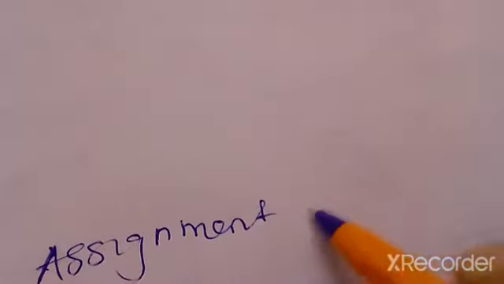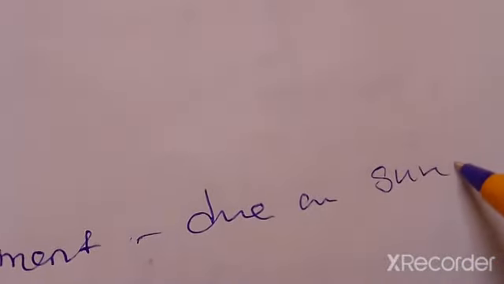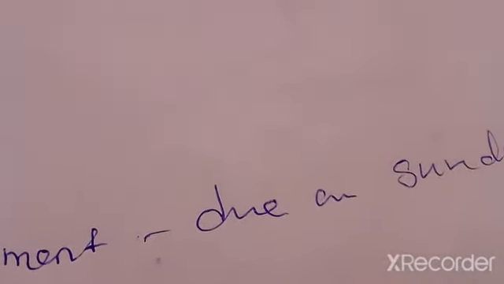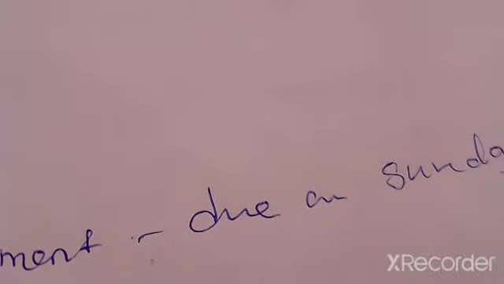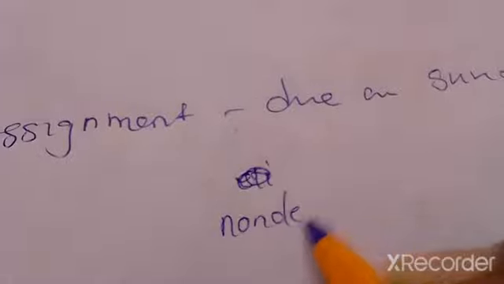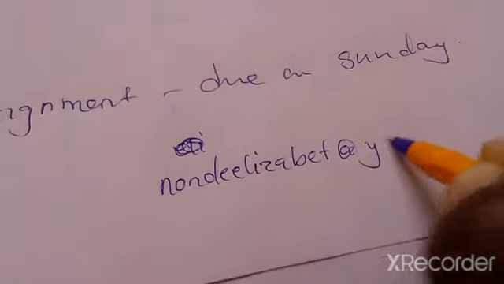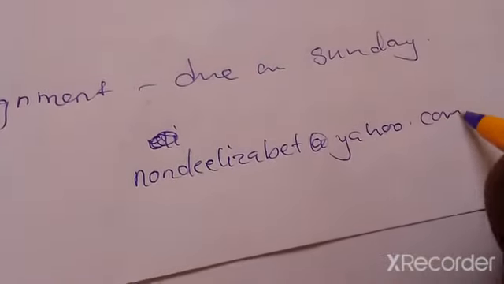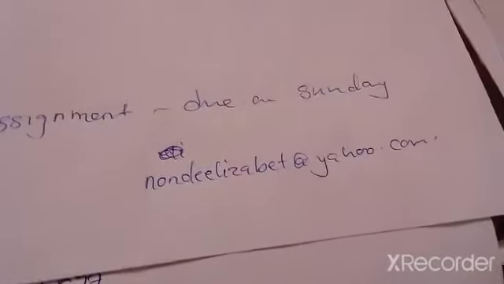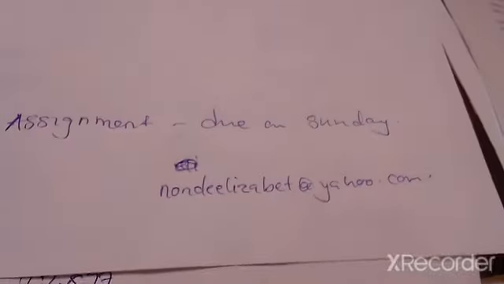Then due on Sunday. I'm not sure about the date. Due on Sunday. Today is Wednesday, which is the 18th, and Sunday you can figure out the date. You are going to have to send it to Nonde Elizabeth at yahoo.com. People should send this on Sunday, before Sunday even better, but the due date is Sunday, 24 hours.